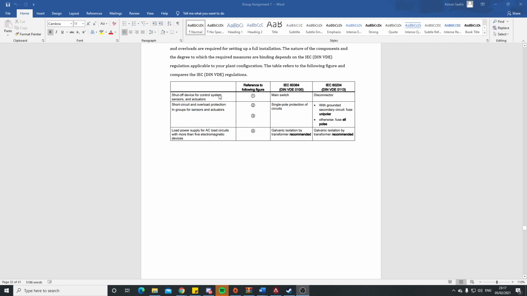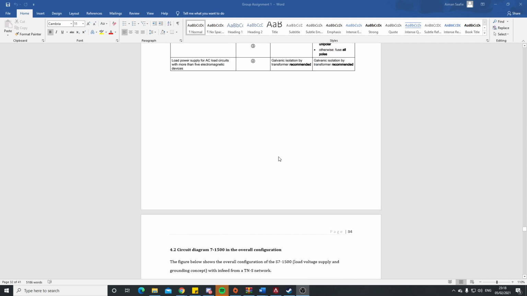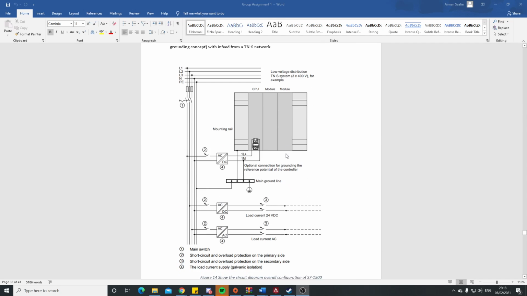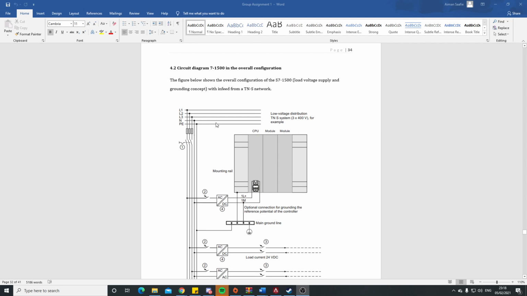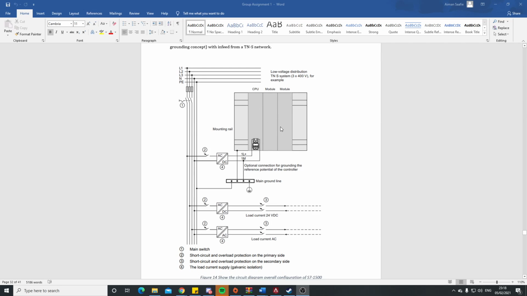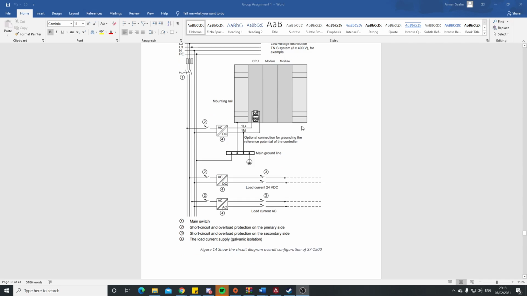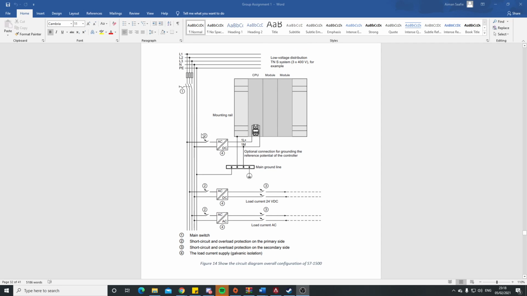So this one is the shut off main switch. You can read here the reference to the following figure. This one is the figure. This is the overall configuration. This is the CPU, this is the module. From this the line: the live, neutral, and the PE. This is the main switch. This is the short circuit and overload protection.